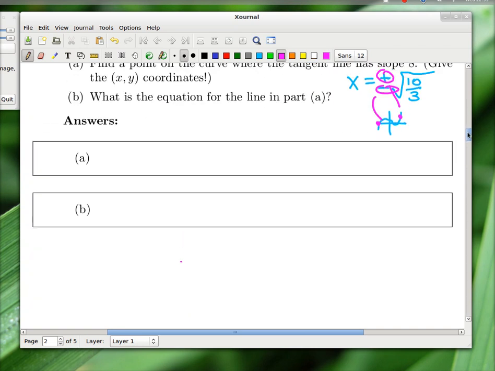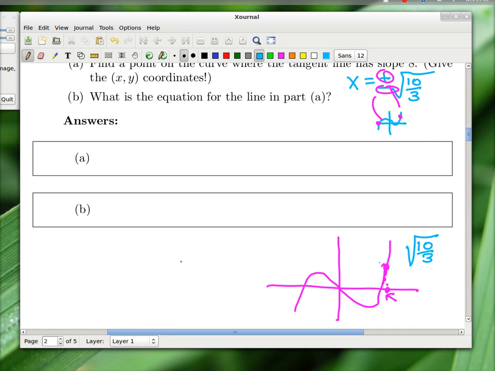Alright, so now let me kind of show you what I know in a hideous picture. I know that here is the input beneath the point that we're interested in. We're interested in this point where the tangent line has slope 8, right? But what we really just found was the x-coordinate of that input, and we found that it is the square root of 10 over 3.